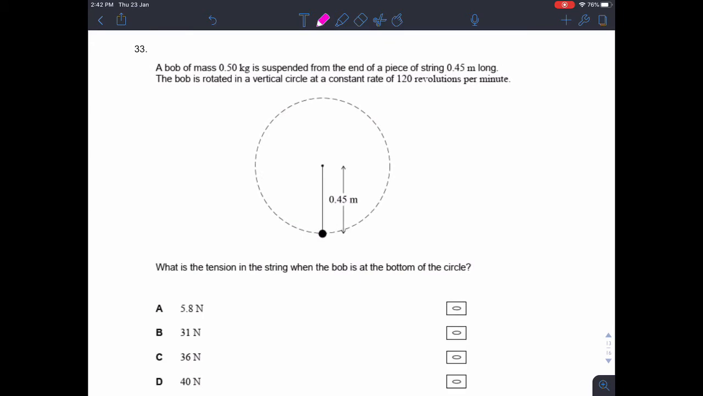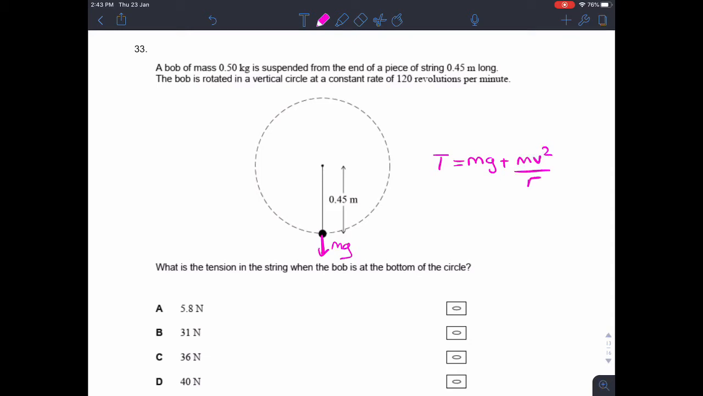33. A bob of mass 0.5 kilograms is suspended from the end of a piece of string 0.45 meters long. The bob is rotated in a vertical circle at a constant rate of 120 revolutions per minute. What's the tension in the string? Okay, well, when the bob is at the bottom, not only does the tension have to balance the weight, but it also has to provide the centripetal force. So the tension is the weight plus the centripetal force.